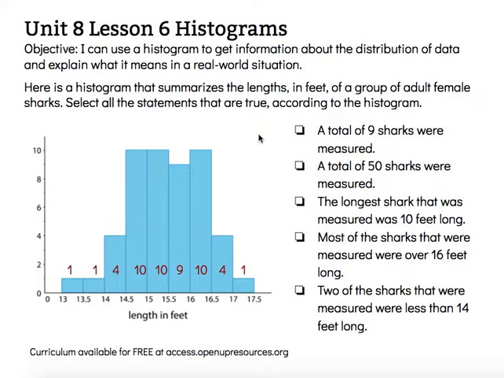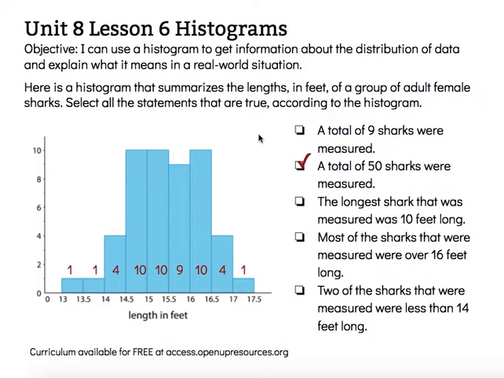The next one says a total of 50 sharks were measured. Well, if we look on the y-axis, even though it's not labeled, that's indicating the total number of sharks in each of those measurement bins. So we can use the tick marks to determine how many are in those bins. So we've got 1, 1, 4, 10, 10, 9, 10, 4, 1. If we add all those together, we would get a total of 50 sharks. So that second statement is true.